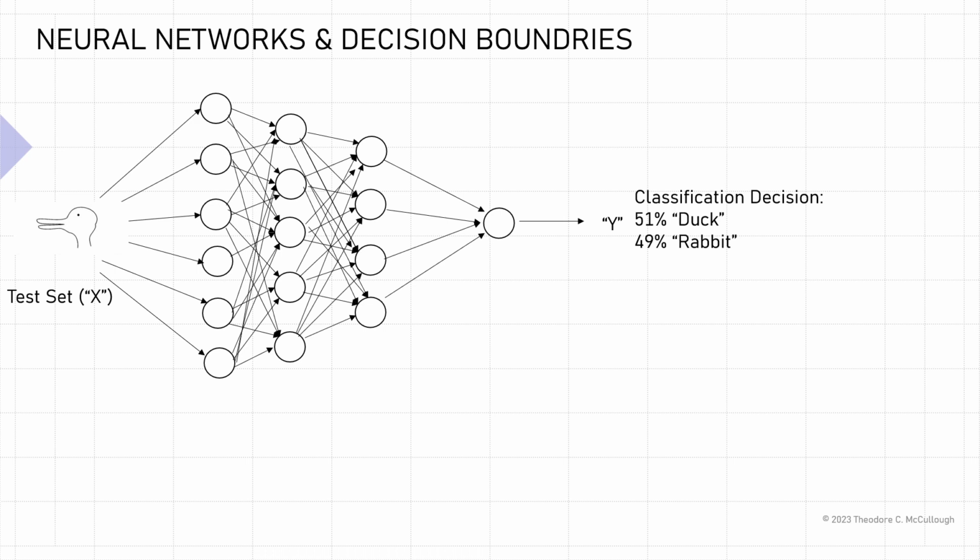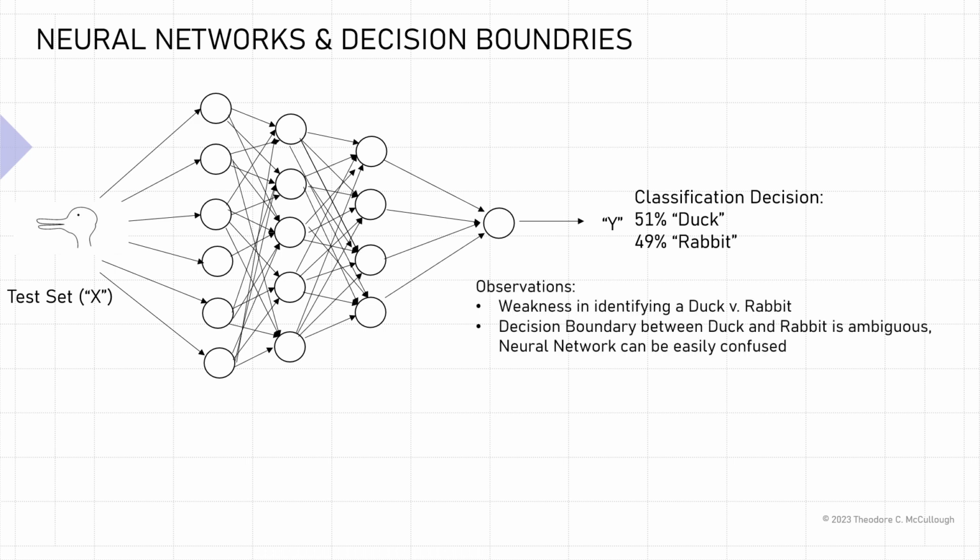Okay, so how do deep learning solutions deal with the ambiguity of decision boundaries? Well, let's take the following example. Imagine you have a test set X in the form of a duck image, and you pass this image through a neural network, and a classification decision is made in the form of Y. The decision being that it's a 51% chance that the image is of a duck and a 49% chance that the image is of a rabbit.